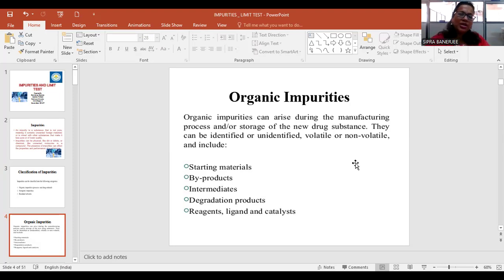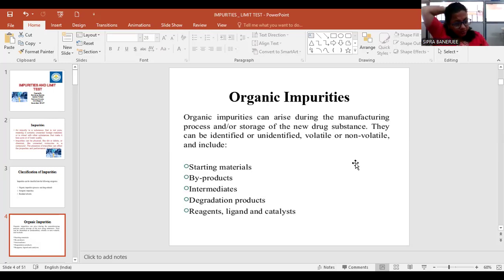So they can be easily identified or not easily identified, volatile or non-volatile. What are the different sources from which impurity can come? Like the starting material, byproducts, intermediates. Whenever any product is synthesized, there are some byproducts which can get mixed in. Whenever any intermediate is synthesized, that can be mixed in. Next, degradation product. Whenever the product is stored for a longer time, degradation products may also mix with it.